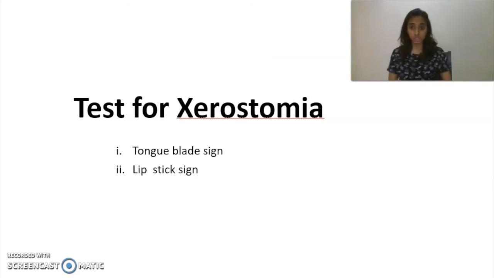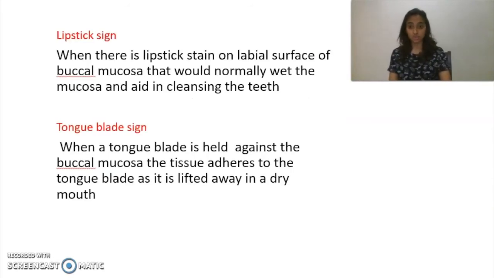Okay, so how do you test for xerostomia? There are two methods for that. One is the lipstick sign and the other is the tongue blade sign. For the lipstick sign, in a normal patient, if there is any lipstick smear on your labial surface or buccal mucosa, usually the saliva will help in cleansing that surface. But in a patient who has lesser saliva secretion, the stains will not be removed.